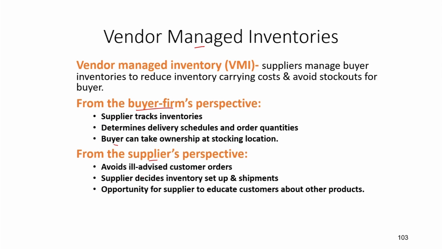From the supplier perspective, it avoids ill advised customer orders. The supplier decides the inventory setup and shipment, and there are opportunities for the supplier to educate the customer about other products also. It also happens with VMI, like I have said, that you are having 100 stores in a city. If you find that at a particular store a particular item is not getting sold, rather than this store selling the item at a discount, you can shift it to some other store where the demand is high. Because it is your inventory, the supplier has the ownership, he can shift the material from one store to another where the demand is high.